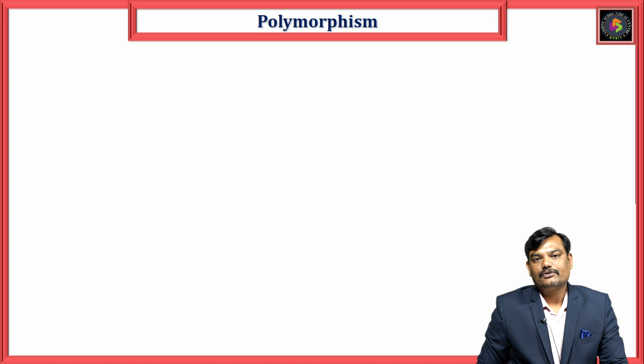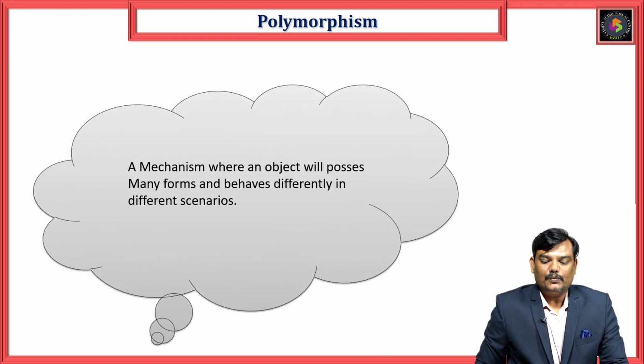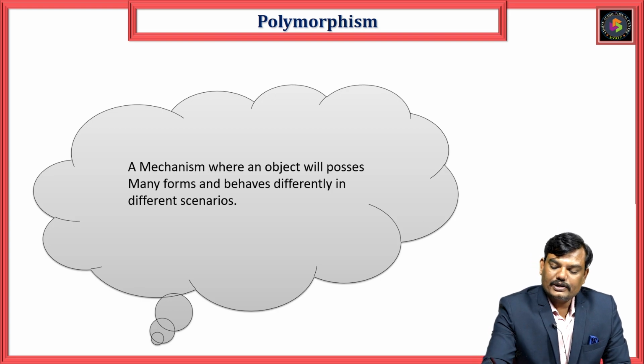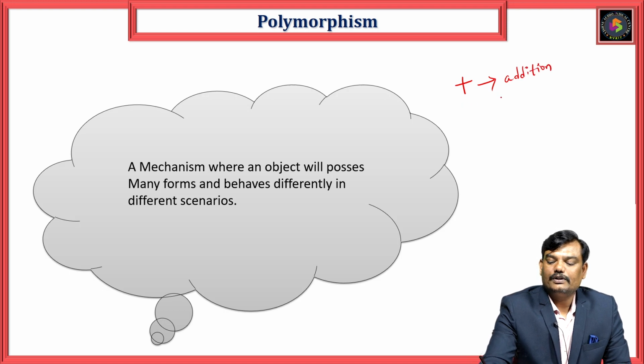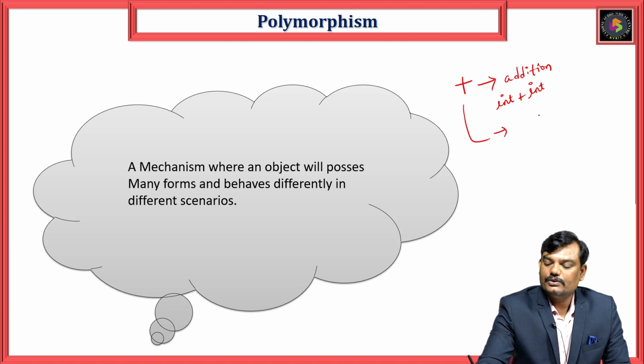Polymorphism. Polymorphism is a concept where an object will possess many forms and the same object will behave differently in different scenarios. For example, when we use a plus with two integer values, this plus will act like an addition operation. The same operator, when I use it among strings, is going to work like concatenation.